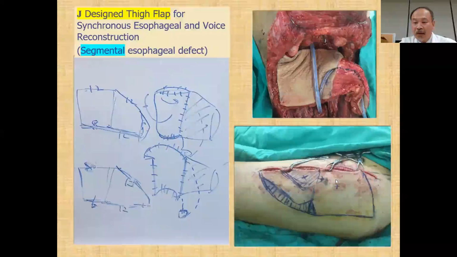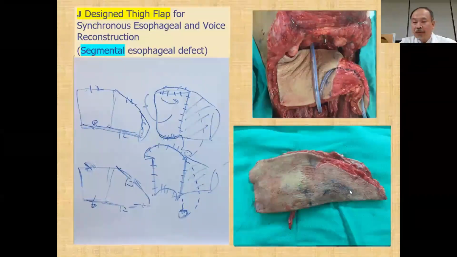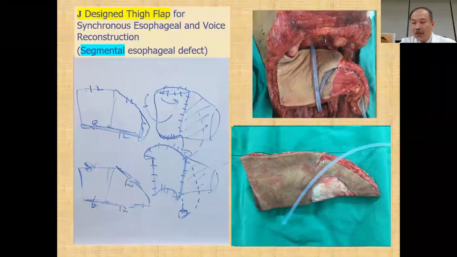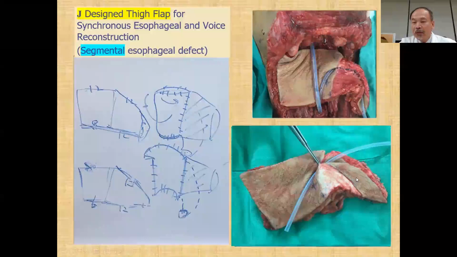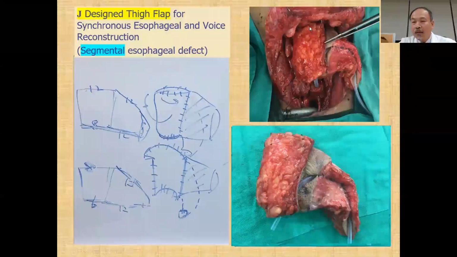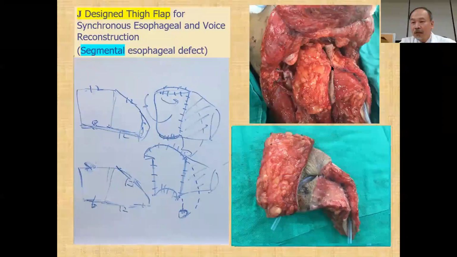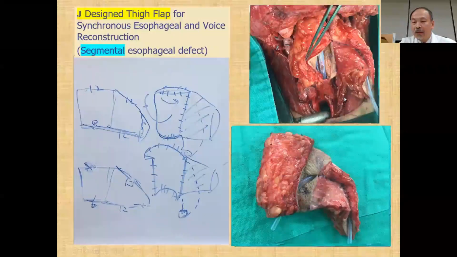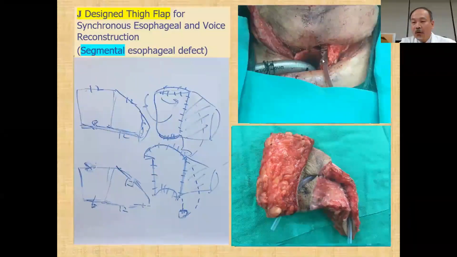And here is the design. The flap here, also the trapezoid part, and the harvest of the flap, and then we can deepithelialize part of the area, and then we suture it to generate the voice tube, and then here insert the bridge, the esophagus, and here is the inner orifice of the voice tube, and then here is the outer orifice of the voice tube.